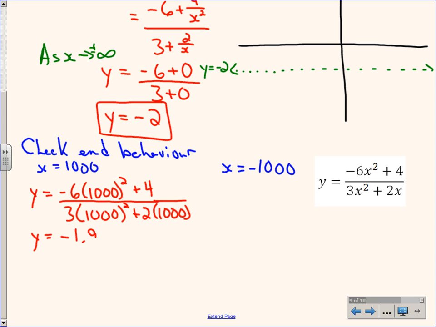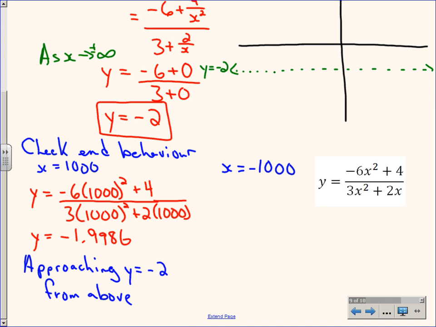I got minus 1.9986, lots of sixes. What's important is that that number is actually a little bit above minus 2, right? So this is approaching our horizontal asymptote of y equals minus 2 from above. It's a little bit bigger than minus 2. So if I go back to my graph on the top right here, as x gets really, really big, as x approaches positive infinity, the graph is approaching that horizontal asymptote from above. And I don't know what else is happening in the middle there, but I know at the end, it's approaching from above.